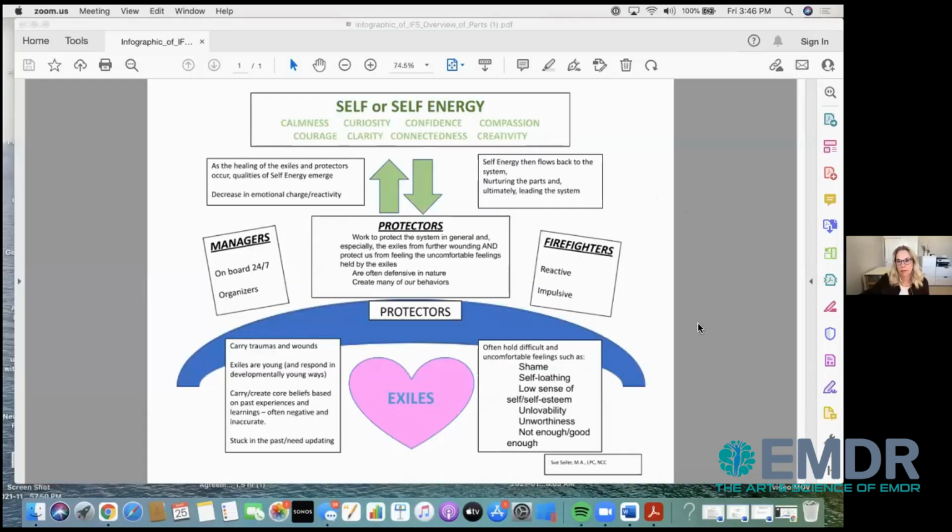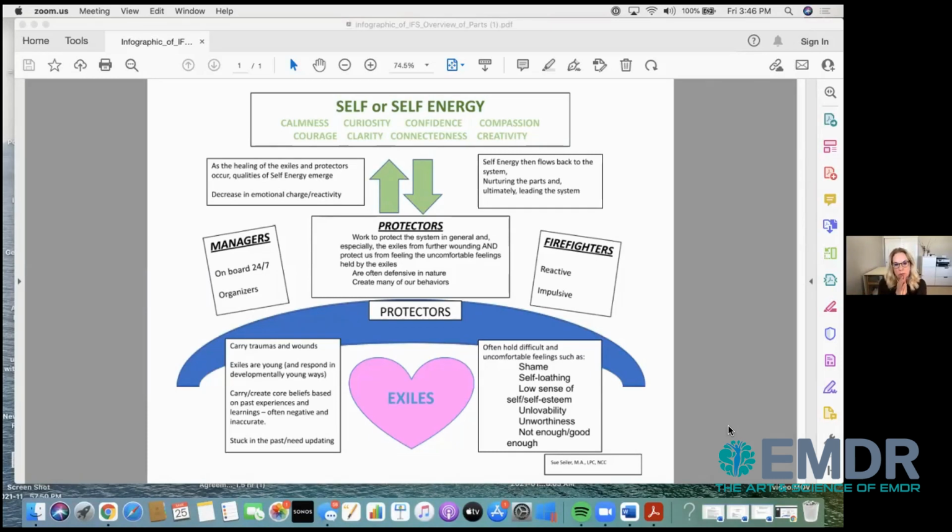So I want to dive into the parts and the different kinds of parts and their different roles and the different interactions. Sue, you shared with us a visual, an infographic that I shared with the group yesterday. You can go ahead and share your screen and then maybe tell us about these parts and about how they interact with each other.